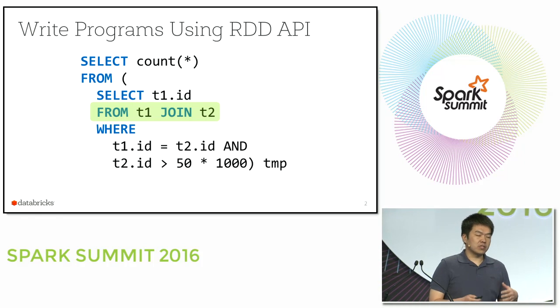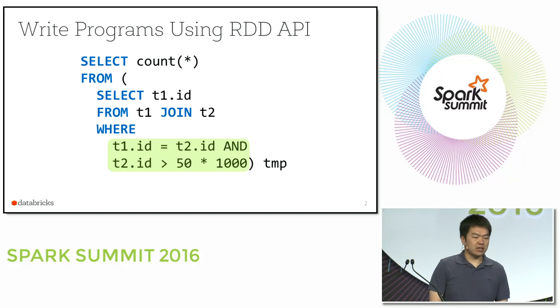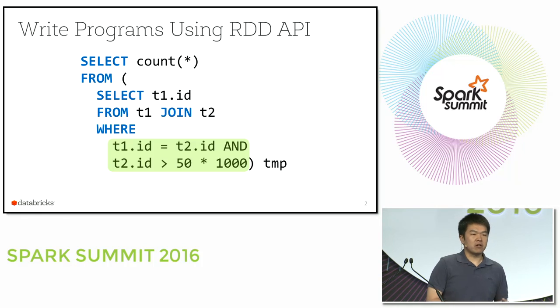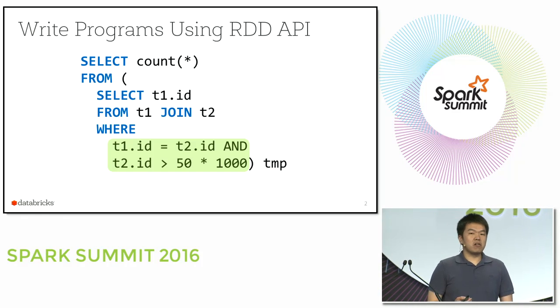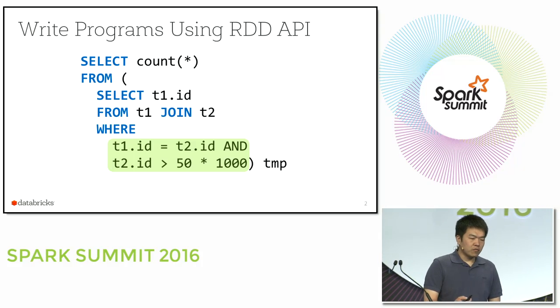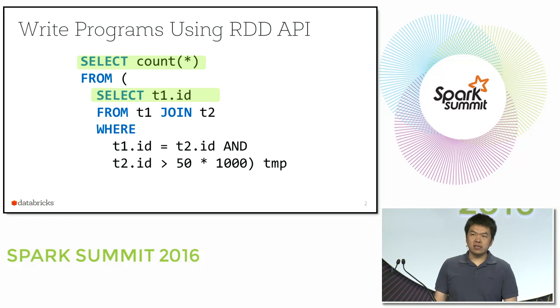So I start with an inner join between two tables, T1 and T2, and I filter the result of the join using two predicates. The first predicate is that the value of ID from T1 needs to be equal to the value of ID from T2. And the second predicate is that the value of ID from T2 needs to be greater than the result of 50 times 1,000. For the result of the filter, I select the value of T1.id, and finally, I count the number of values.